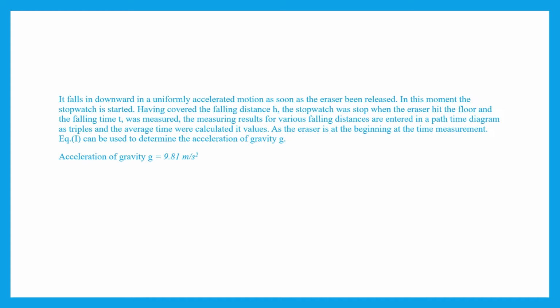Having covered the falling distance, the stopwatch is stopped when the eraser hits the ground and the falling time is measured. The measured results for various falling distances are entered in a path-time diagram as triples and the average time is calculated. As the eraser is at rest at the beginning of the time measurement, equation 1 can be used to determine the acceleration of gravity. The acceleration of gravity g equals 9.81 m/s squared.